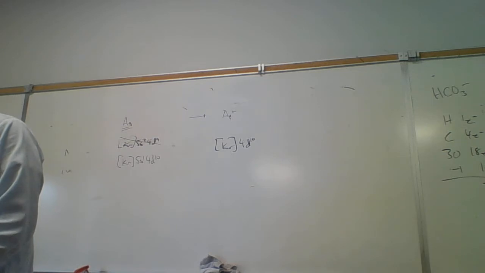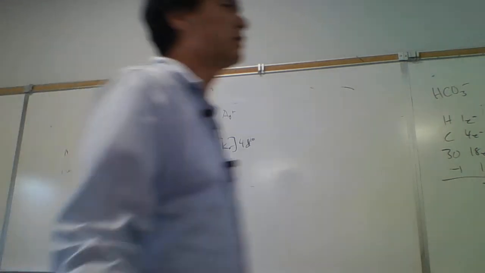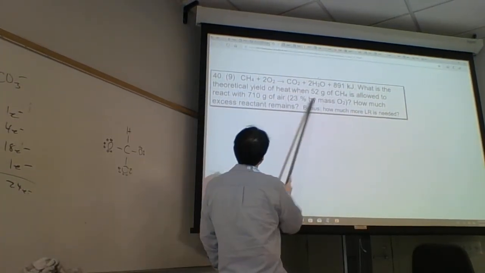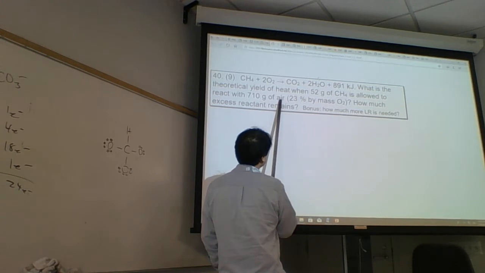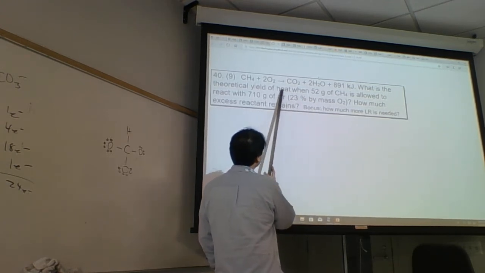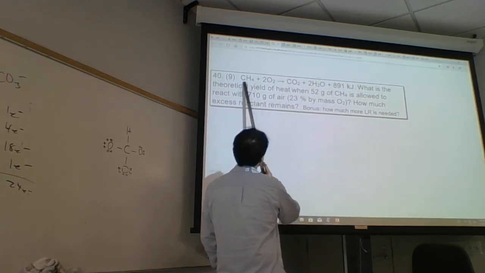Sorry? Theoretical yield of what? What is the theoretical yield of heat? Theoretical yield of energy. Theoretical yield, what I mean by that is, if you burn 52 grams of methane and 710 grams of air, this is called a limiting reagent problem. And so, in theory, how much heat or how much energy will be produced by burning this methane?